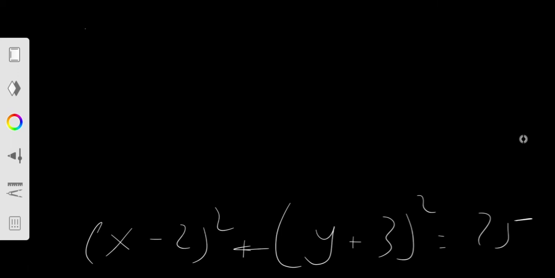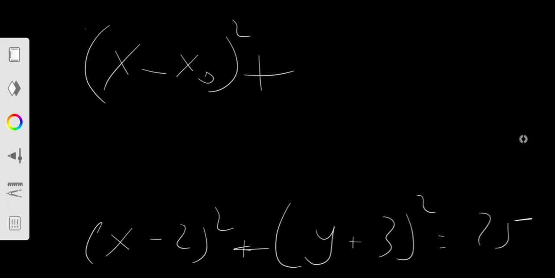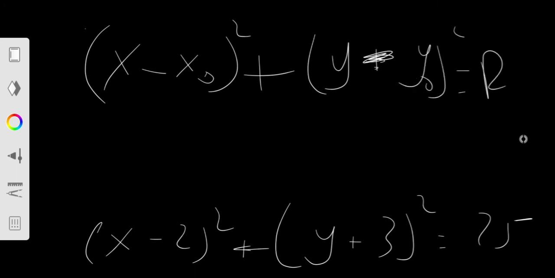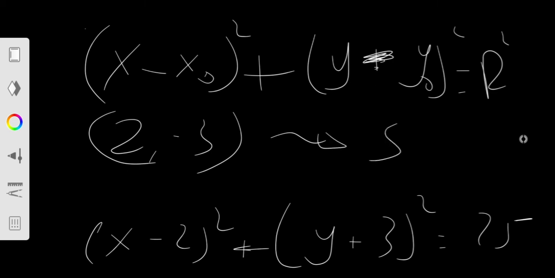What does this make? Well, remember the whole equation: x minus x0 squared, x of the center, plus y minus y of the center squared equals the radius squared, right? So our center is at 2 and minus 3, and our radius is 5, because 5 squared is 25. So our answer is 5.